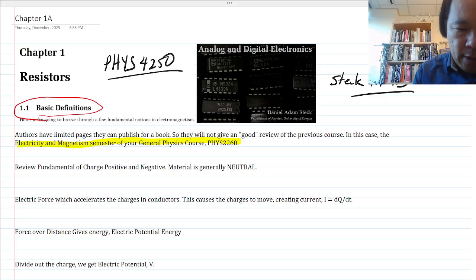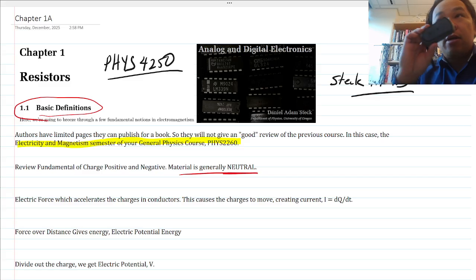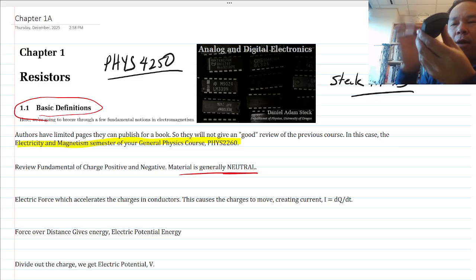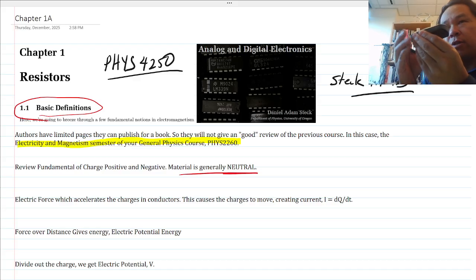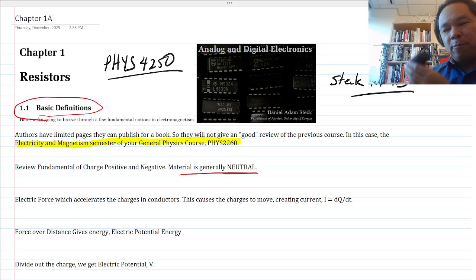Okay, one thing I want to highlight in this first section, 1.1, is something I was confused about when I took this course: material is generally neutral. For example, if I take my mouse, there's a battery in there, some lights and stuff like that. But overall, the charge of this entire mouse, if you put a Gaussian surface around it, so hopefully this sounds somewhat familiar, you're not going to feel electric field coming out of it.